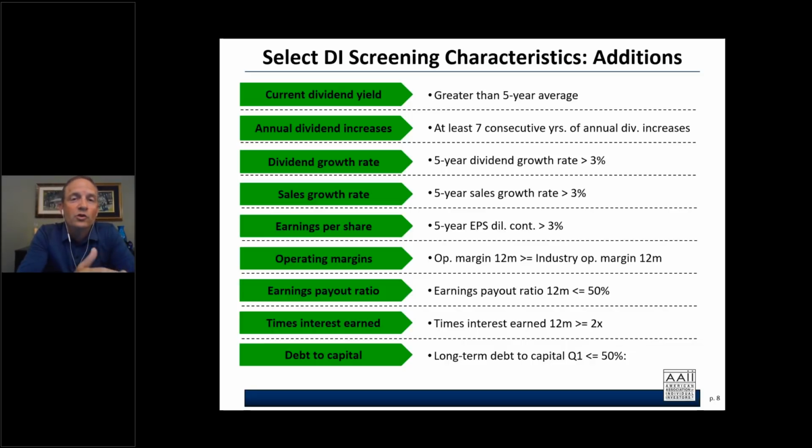Another thing we do look at is debt to capital. Very concerned about debt levels. So we look at long-term debt to capital over the last quarter. It should be less than or equal to 50%. So those are some of the screening characteristics we look for in companies to be added to the portfolio. For every company that's in the DI portfolio, at one time or another, when it was added to the portfolio, it met and passed all of these criteria, among many others.